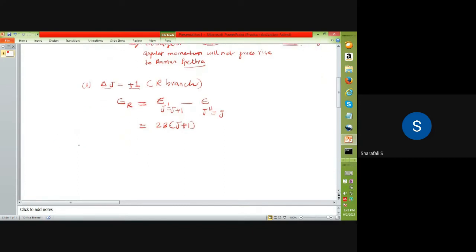And in the second case, if you are considering delta J equal to plus 2, considering only positive values, this corresponds to the S branch. And what is the energy corresponding to this particular transition? Epsilon S is equal to epsilon J' (J plus 2, instead of plus 1, because there should be a difference of 2) minus epsilon J'', which is equal to J.